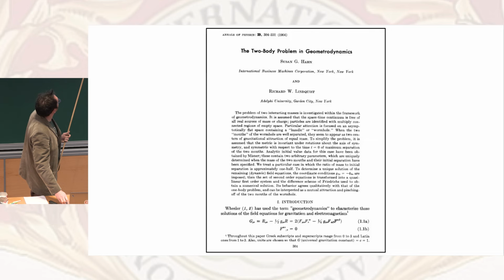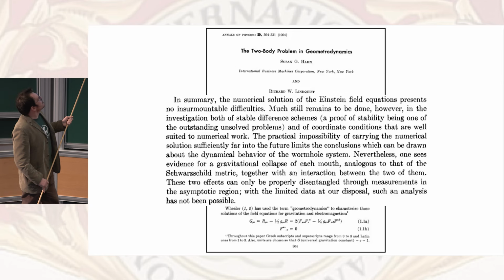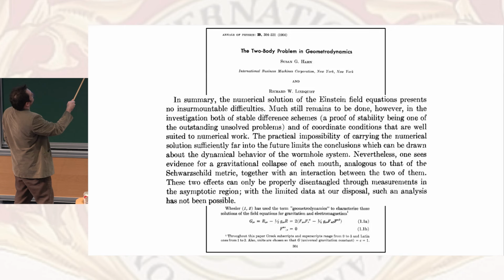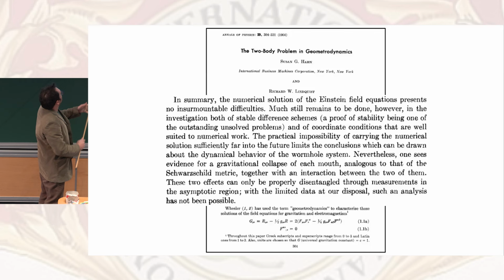This is the conclusion of the paper. In some sense, the first as the last: the numerical solution of the Einstein equations presents no insurmountable difficulties. So, of course, much remains to be done. And here they discuss stability of the equations, mathematical proofs of the scheme that they were using, coordinate conditions, so exactly the things that we are discussing today. They also mentioned that at the time there was a limitation in computer power, and they could actually evolve this simulation for very, very little.